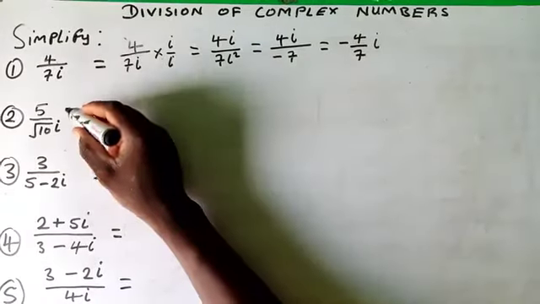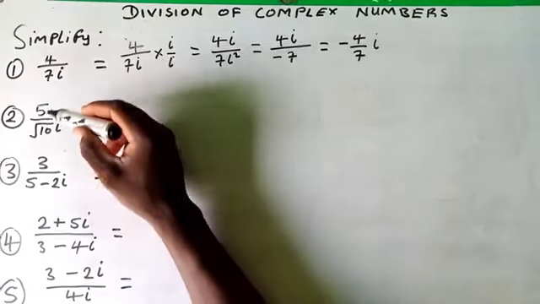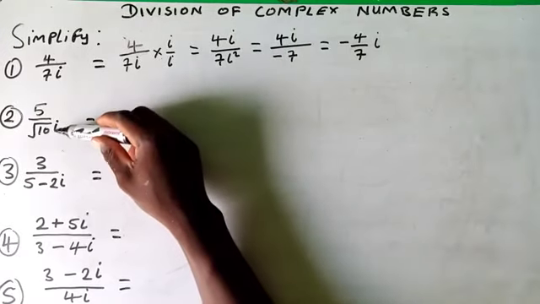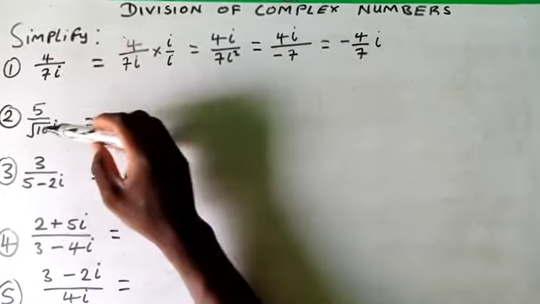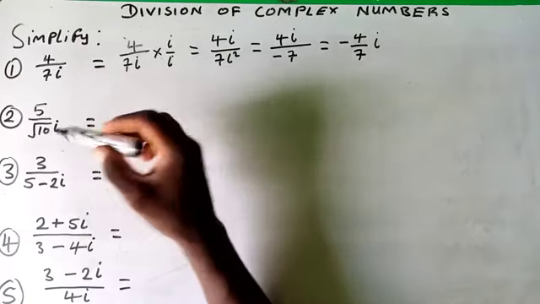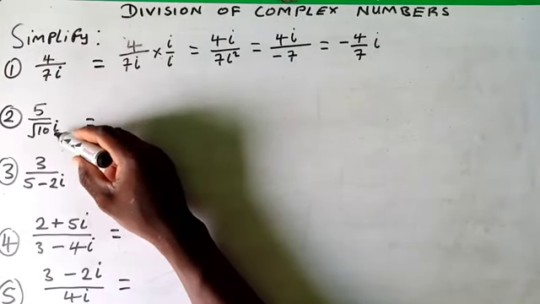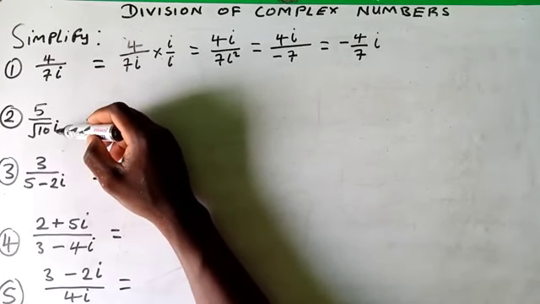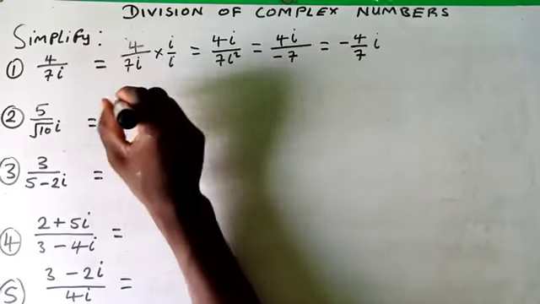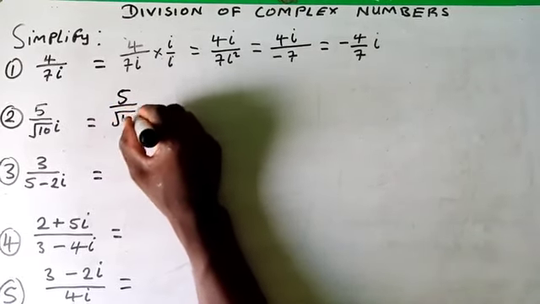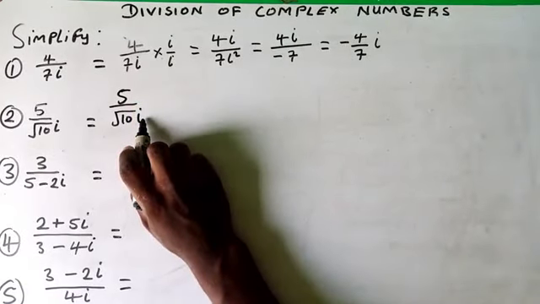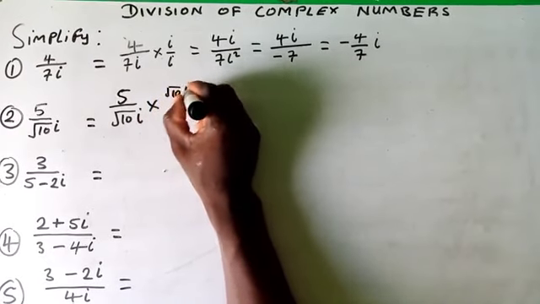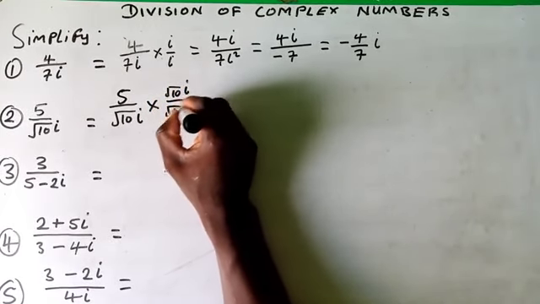So let's look at number 2. Simplify 5 all over square root of 10i. Now this number 2 is different from the first one because of this square root of 10 that is here. So to simplify this, we simply multiply both the numerator and the denominator by square root of 10i. Mind you, the i is outside the square root.